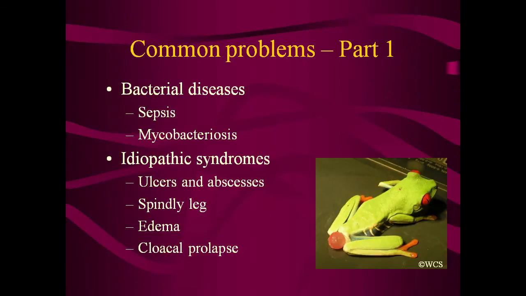The common conditions and diseases reviewed in Part 1 of this module will include bacterial disease and syndromes including sepsis and mycobacteriosis. Note that chytrid disease and rhinovirus infections are covered in a separate module. Also included in this module are idiopathic syndromes including ulcers and abscesses, spindly leg syndrome, edema, and cloacal prolapse.